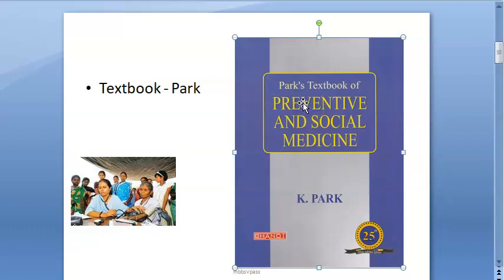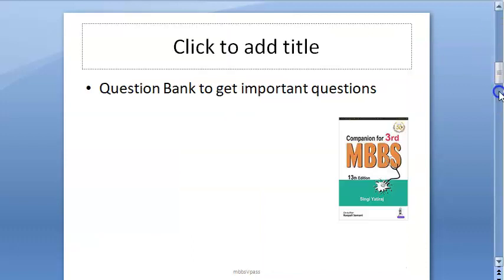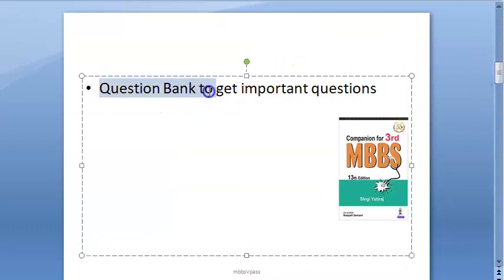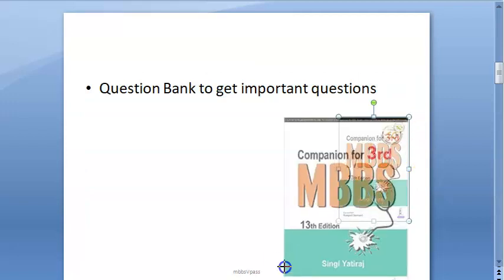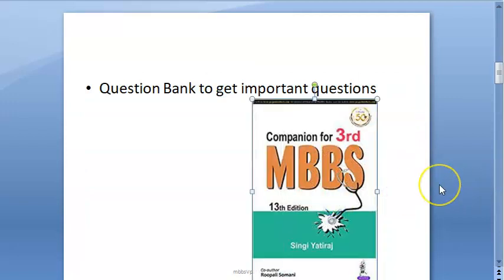So keep Park handy. It is a black and white textbook, doesn't have any images, not at all friendly to you. You have to read this. Anyways, let's look at the silver lining here. You have question banks which come with important questions. So buy the companions and see what important questions are there, how many times they have been asked. Get the previous question papers and read the high priority ones which have been asked several times.